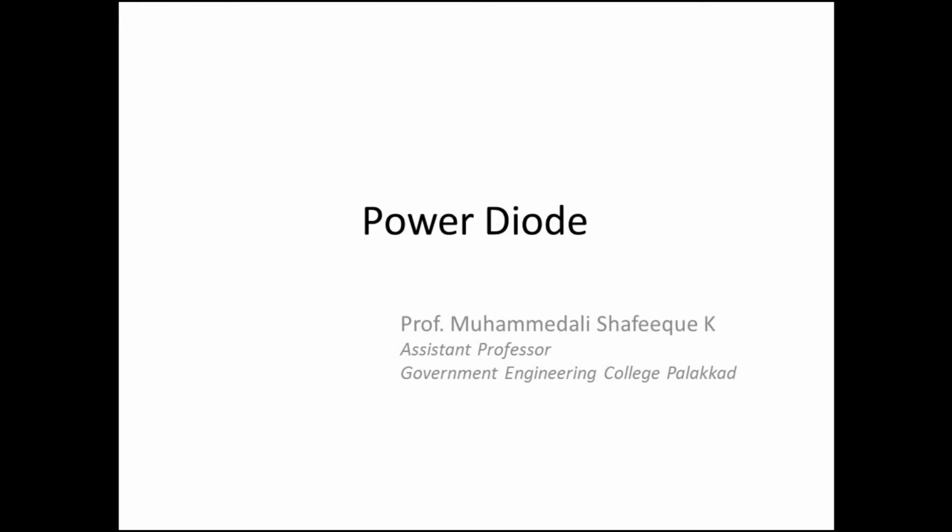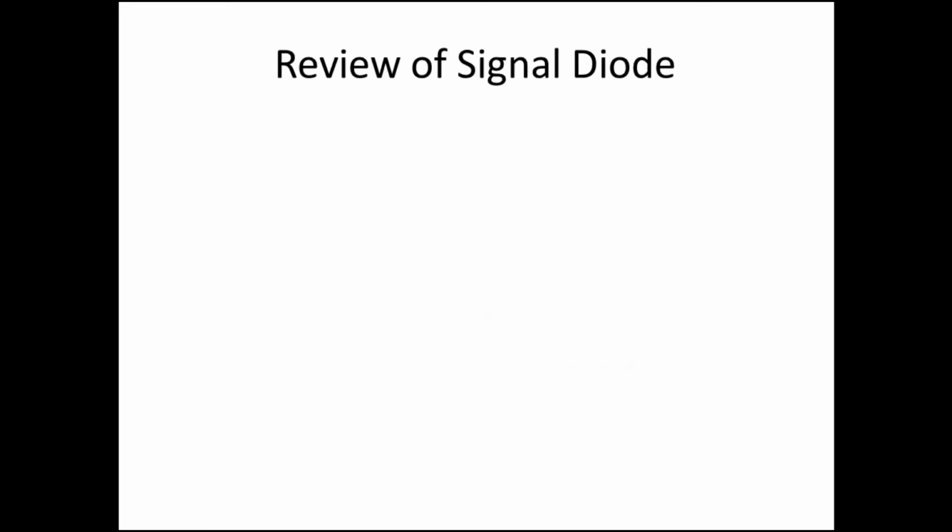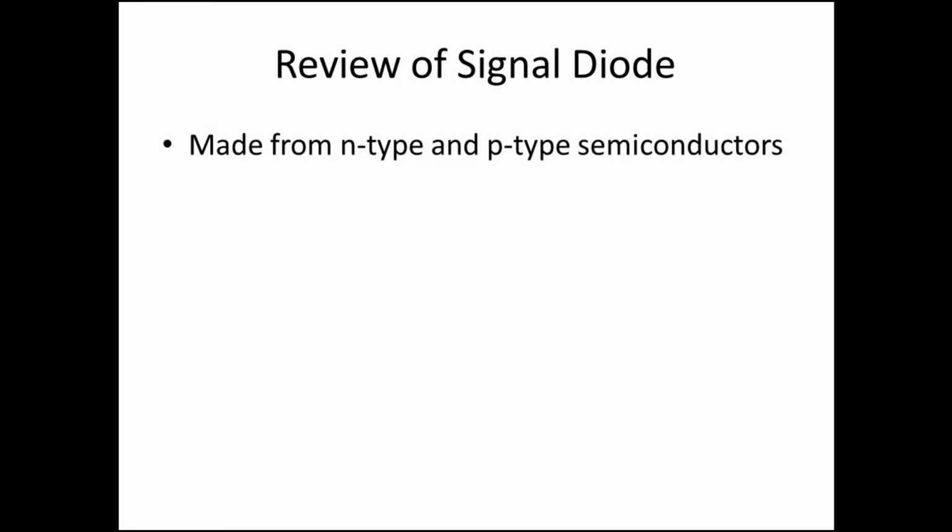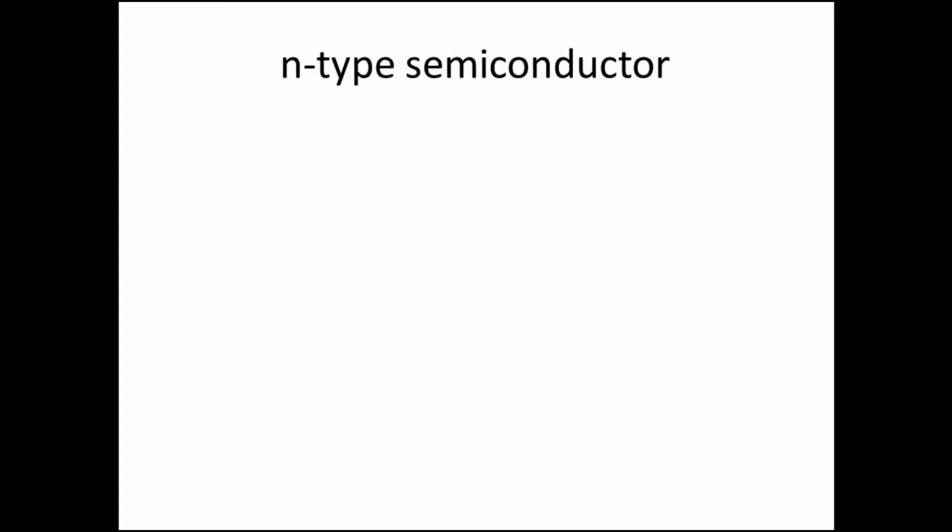Welcome all. In this lecture, we are discussing power diodes. So let us have a quick review of the signal diode. We know that a diode is made up of N-type and P-type semiconductor materials. So let's discuss how an N-type semiconductor is formed.